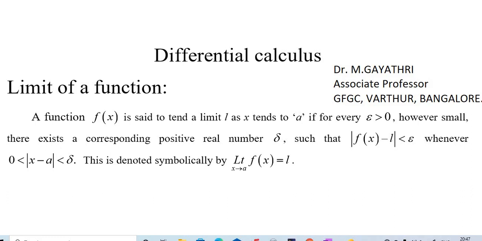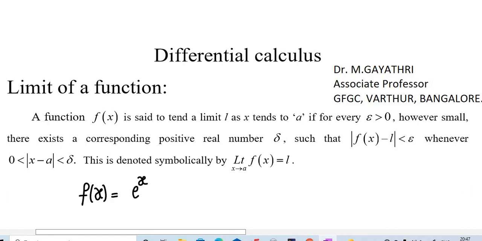The definition of a limit of a function is as follows. Here we are taking a function f of x. That means a polynomial or any trigonometric or exponential function in terms of x. That means here f of x may be equal to any exponential function or trigonometric function or any polynomial, but it is in terms of x only.